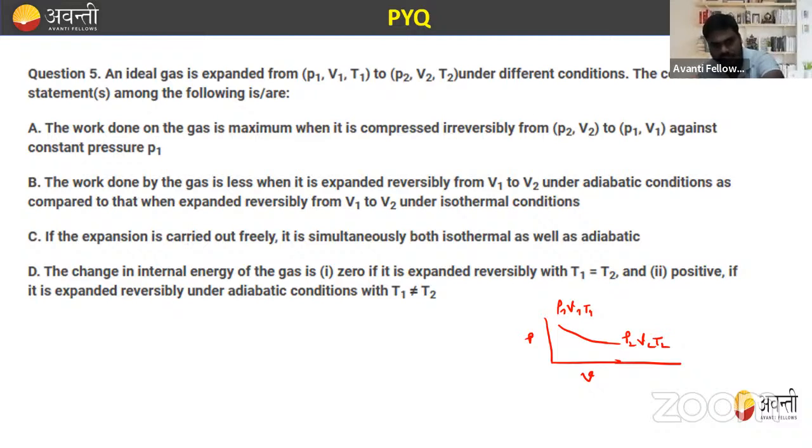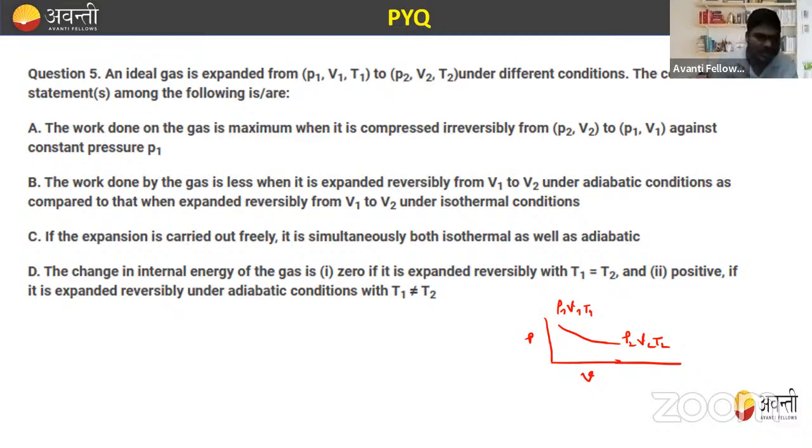This is also correct. If the expansion is carried out freely, it is simultaneously both isothermal as well as adiabatic. Now, the change in the internal energy of the gas is zero if it is expanded reversibly with T1 equal to T2, and positive if expanded reversibly under the adiabatic condition with T1 not equal to T2.